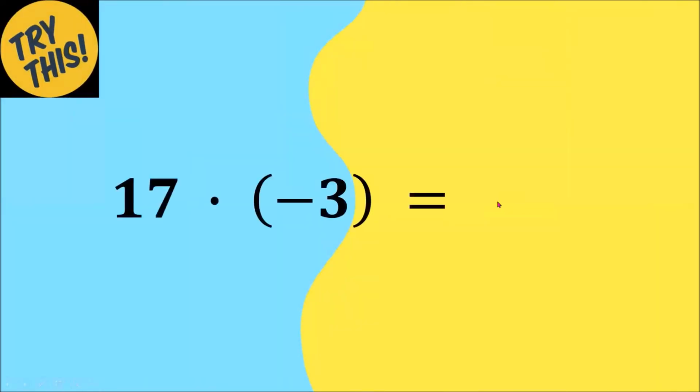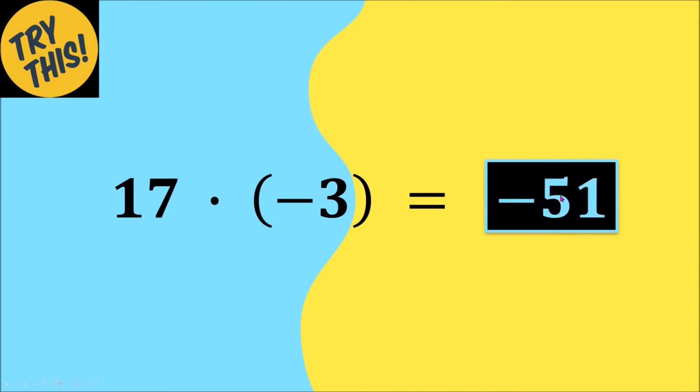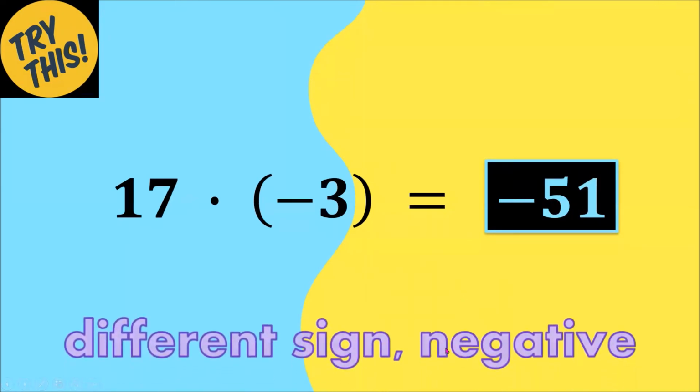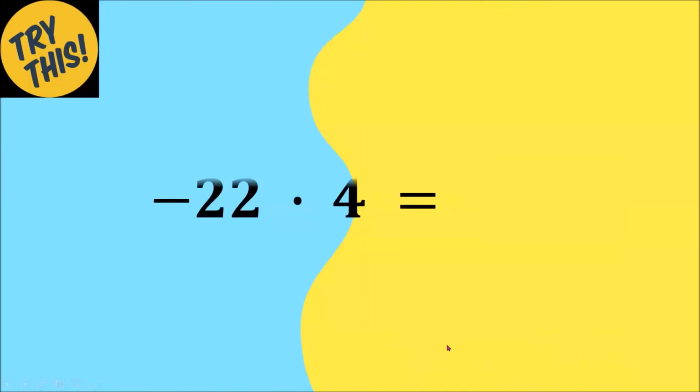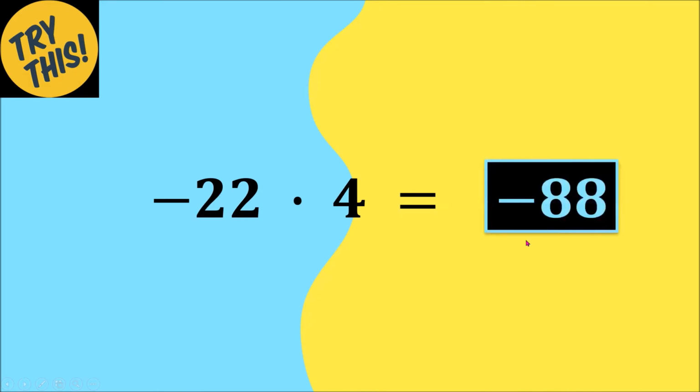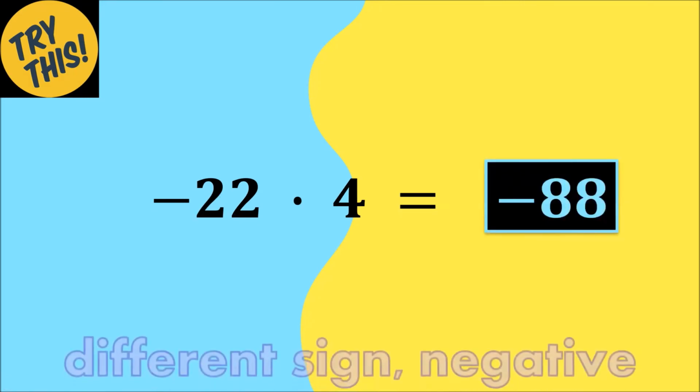Next, 17 times negative 3. So we have different signs, negative, and 17 times 3, we have 51. So we have negative 51. Next, negative 22 times 4. They are different signs, so this will be negative. And then 22 times 4 is 88. So we have negative 88.